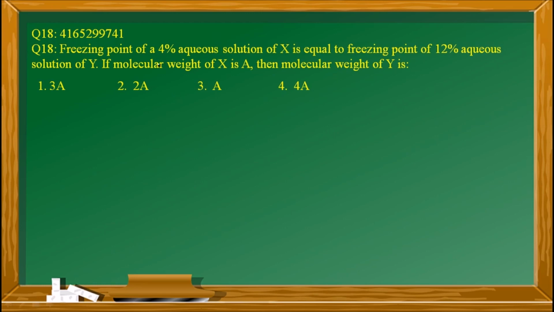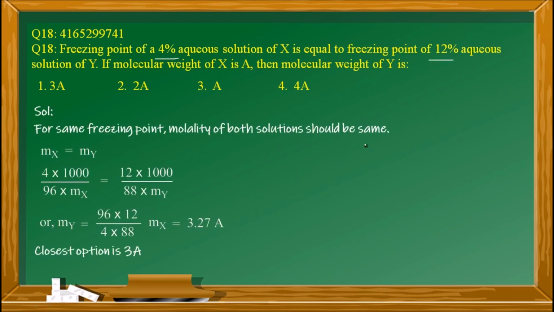Next, question number 18. The freezing point of a 4% aqueous solution of X is equal to the freezing point of a 12% aqueous solution of Y. If the molecular weight of X is A, then the molecular weight of Y is, dear friends, they have given 4% and 12%. That means molality. So calculate the molality of both solutions. Mx equal to My. They are equivalent, right? So 4% into 1000 by 96. That means 4% means 96 by Mx. We don't know Mx, equal to 12 into 1000 divided by 18.